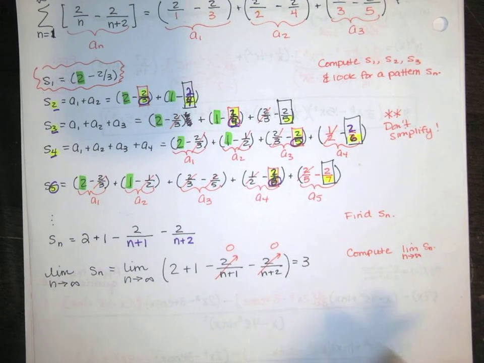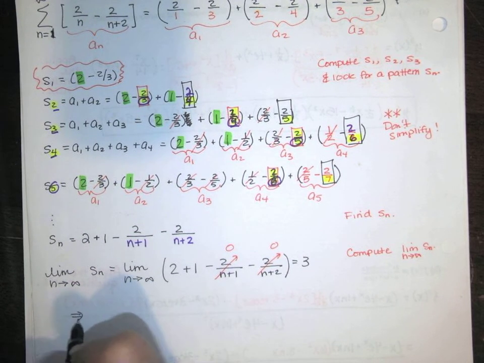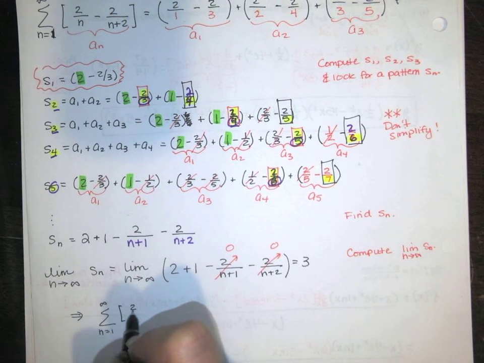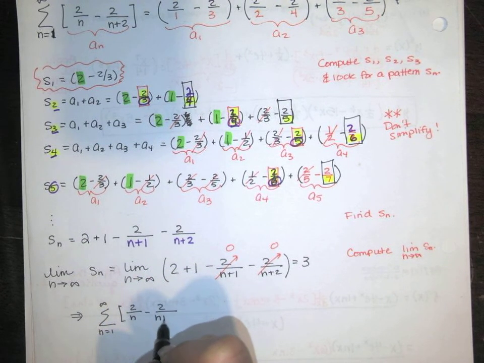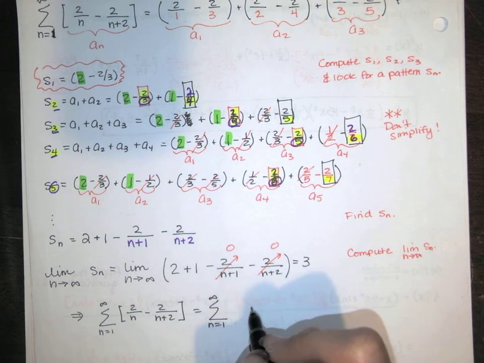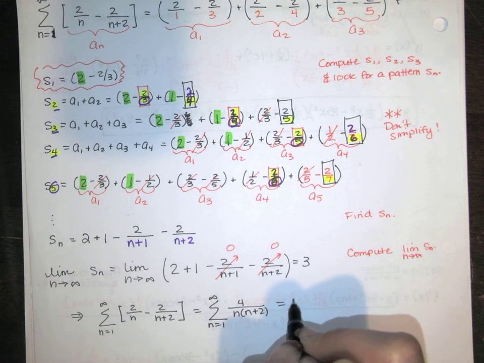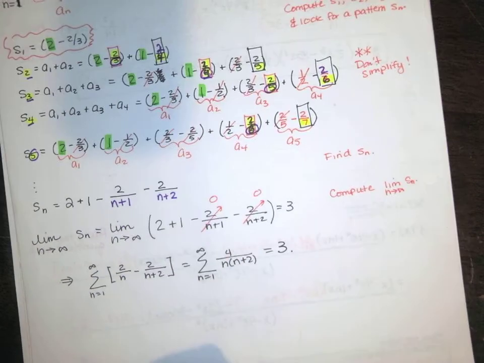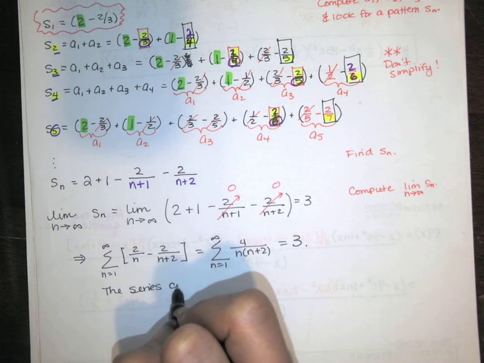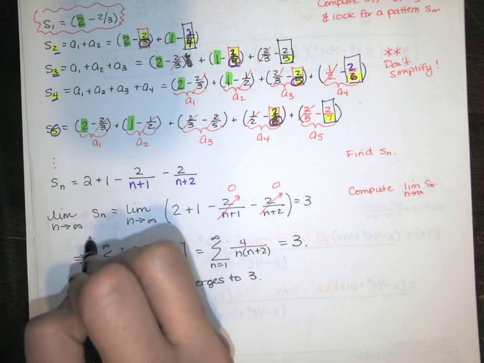So what does that mean? Remember, the limit of the nth partial sum is the sum of the series. So this is telling us that the series, which was originally this series before we did partial fractions, when you add all of these guys up as n goes from 1 to infinity, you get 3. So the series converges to 3. I think that's pretty cool.